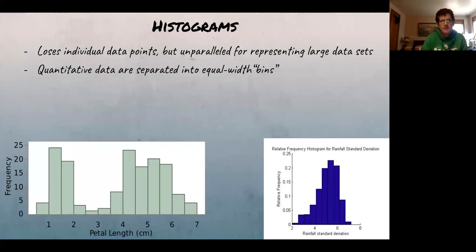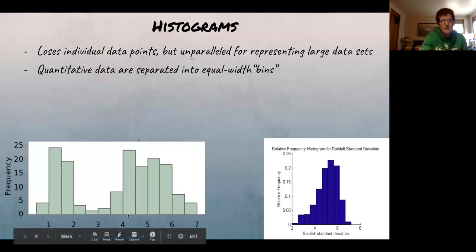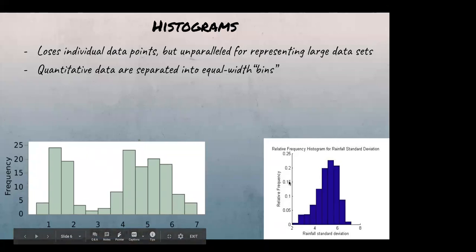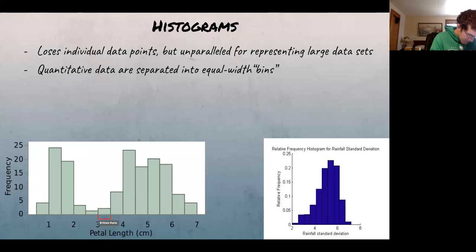Quantitative data are separated into equal width bins. And so that's what these are referred to. So the bin right here is going from 3 to 3.5. That's the bin length. And notice that every one of these has a width of 0.5. So once we determine our bin width, we keep it constant.